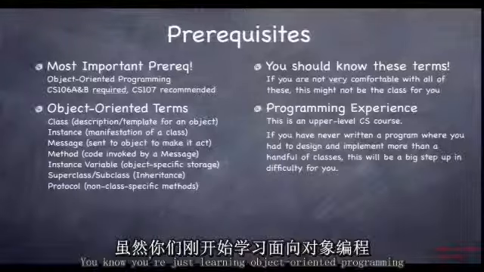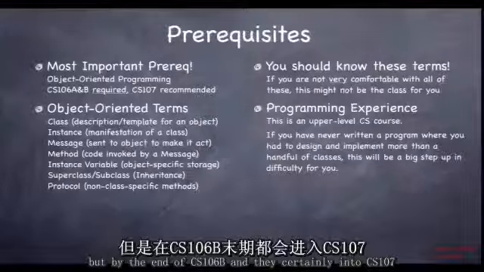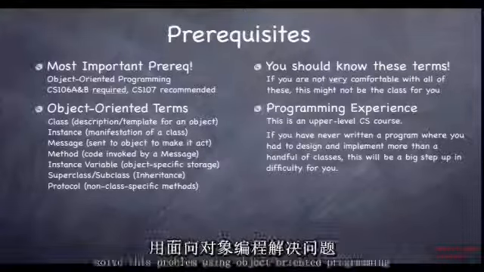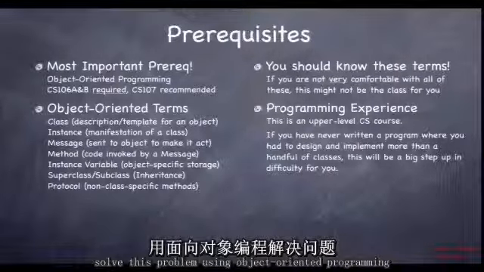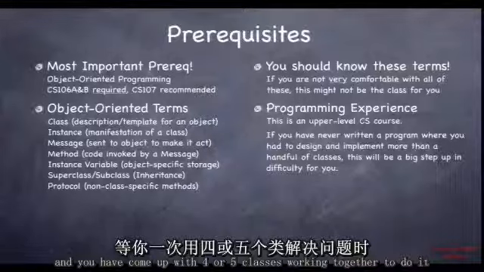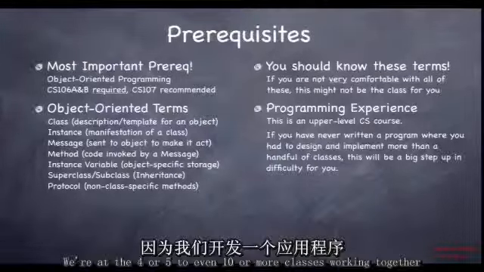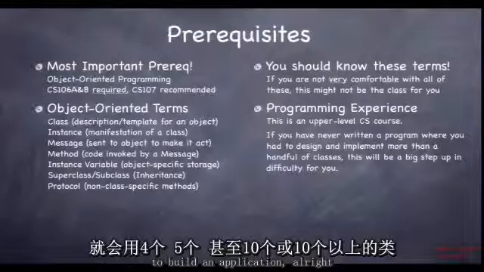That's great. You're just learning object-oriented programming. But by the end of CS106B and certainly into CS107, it's going to be more like solve this problem using object-oriented programming, and you have to come up with 4 or 5 classes working together to do it. And that's where we are. We're at the 4 or 5 to even 10 or more classes working together to build an application.